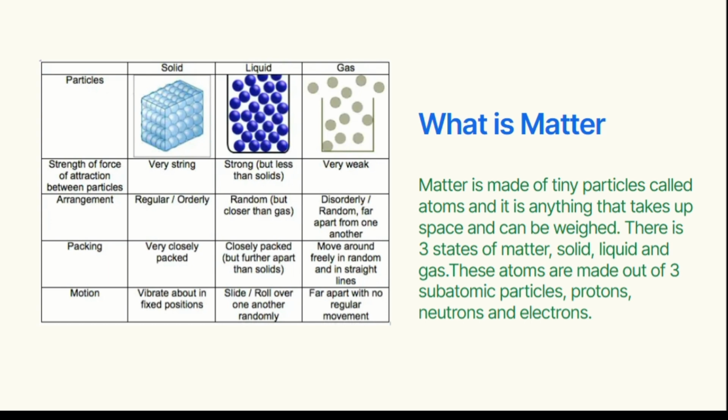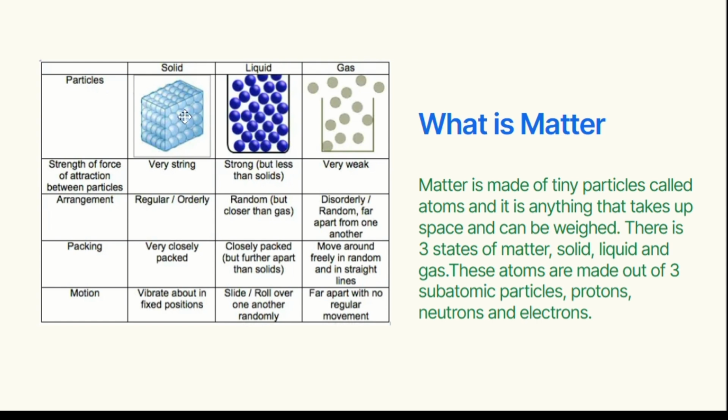So to begin with, what is matter? Matter is made of tiny particles called atoms, and it is anything that can take up space and can be weighed. There are 3 states of matter: solid, liquid, and gas. These atoms are made of 3 subatomic particles: protons, neutrons, and electrons.